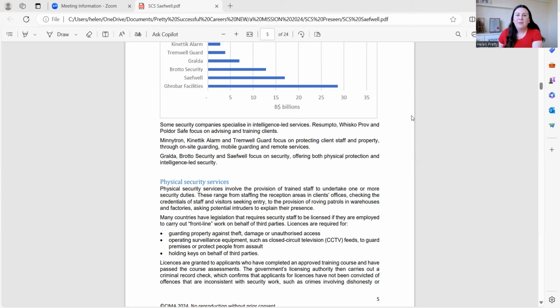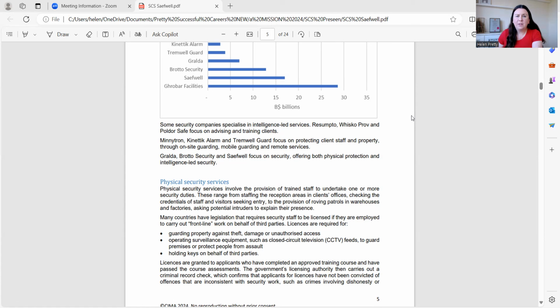On page 5, we talk about the physical security services. Physical security services involve the provision of trained staff to undertake one or more security duties. These range from staffing the reception area in clients' offices, checking the credentials of staff and visitors seeking entry, to the provision of roving patrols in warehouses and factories, asking potential intruders to explain their presence.